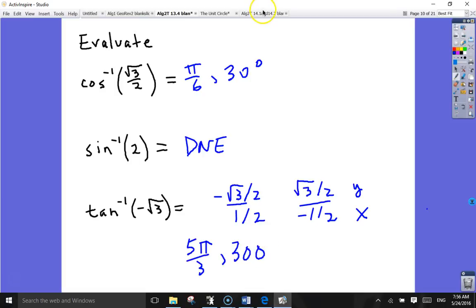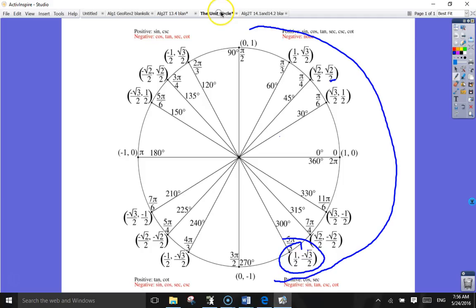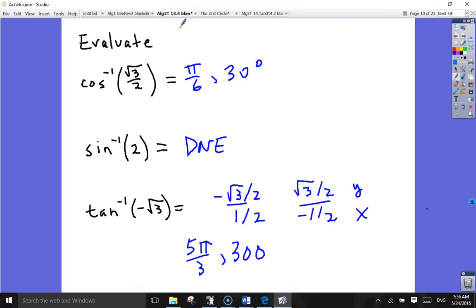You could find another place on the unit circle where that is true, which would be right here. But again, we don't look for tan inverses in quadrant 2. We only look in 1 and 4.